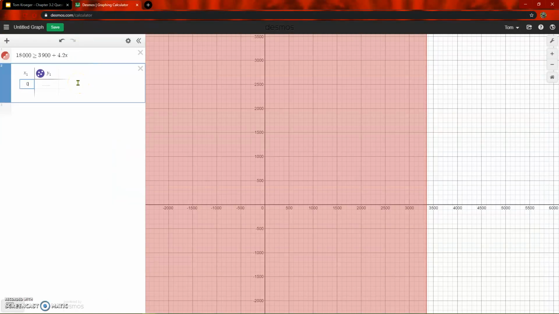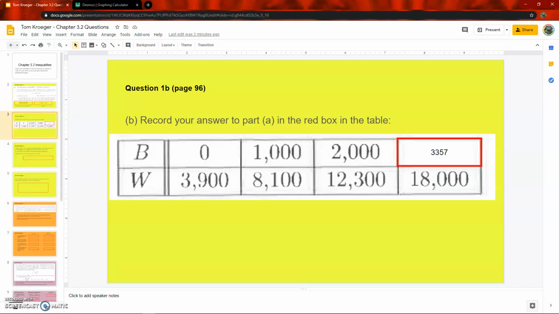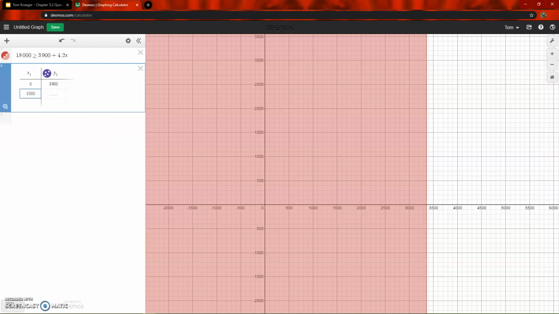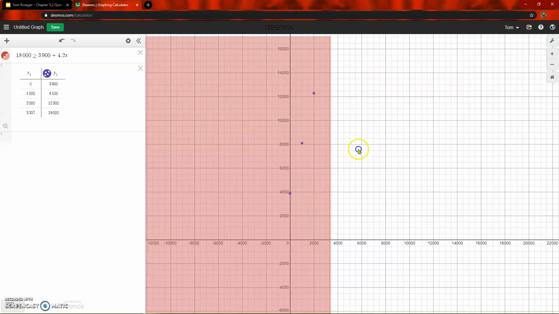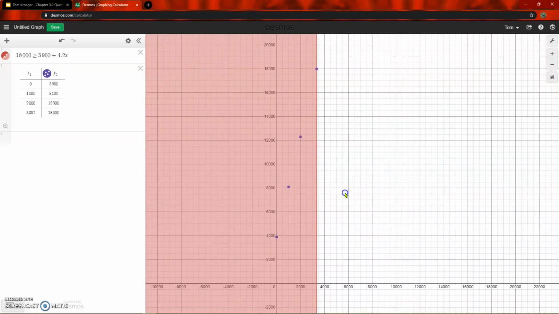We're going to start with 0 and 3,900, and then 1,000 is 8,100, 1,100, 2,000 is 12,300, 2,000 bags, 12,300. Okay. And then 3,357 is 18,000. All right. And then, if we zoom out, we should see, there we go, there is our line.